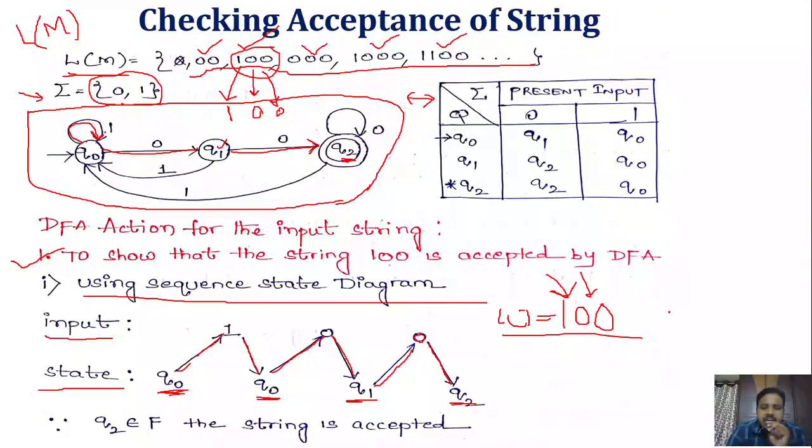Is there any more input to process? No. What is the state? Q2. Is it a final state? Yes. So here you can see, since Q2 is a final state, that means Q2 belongs to the set of final states, and the string is accepted. In this fashion, you can represent the acceptance of a string. So just practice on your own, because this is the most important concept that you must represent whenever you construct the DFA.